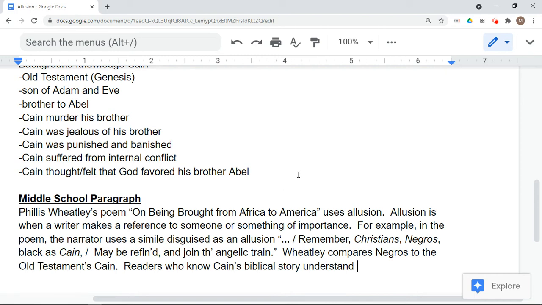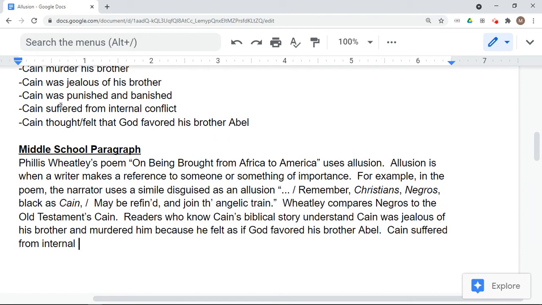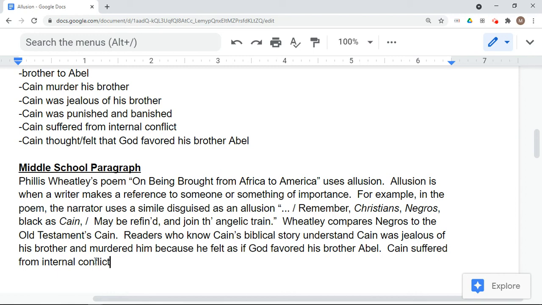Readers who know Cain's biblical story understand that Cain was jealous of his brother and murdered him because he felt as if God favored his brother Abel. Cain suffered from internal conflict. And notice how, again, I'm using a lot of this information that we had brainstormed to ensure our success. And now we'll take a look at it, and I can assure you, right, writers, that we're going to be adjusting this.